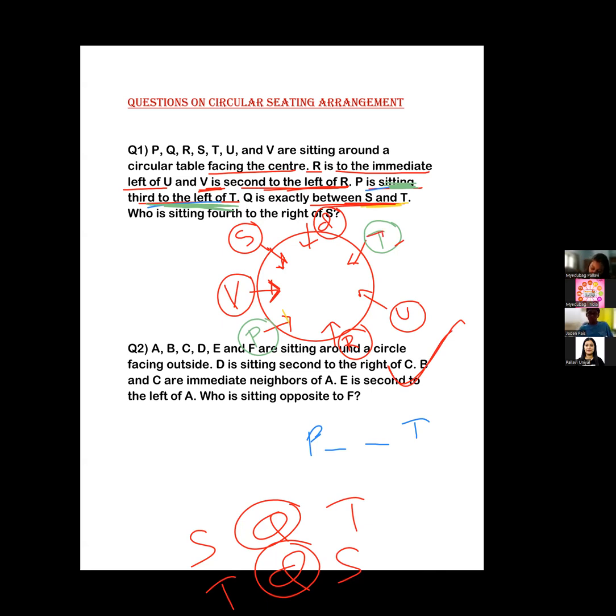That means the position of T is also final here and the position of P is also final here. This is our final arrangement. Now each of the conditions is satisfying. Correct? Yes. Now we can answer that who is sitting fourth to the right of S. Fourth to the right of S is who? R. Just four. One, two, three, and four. U. Right. Yes, U. Correct. So the answer will be U.